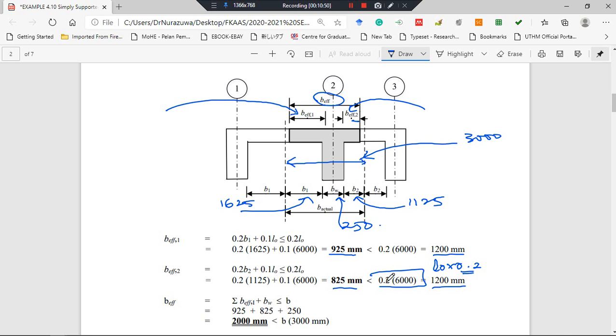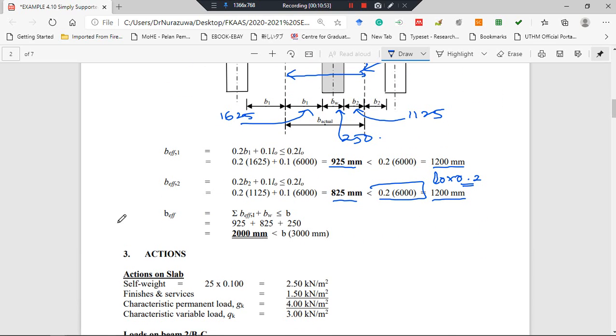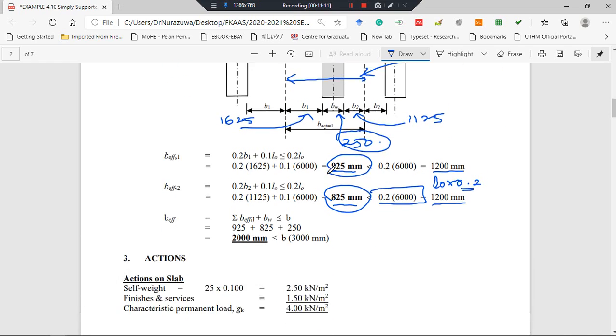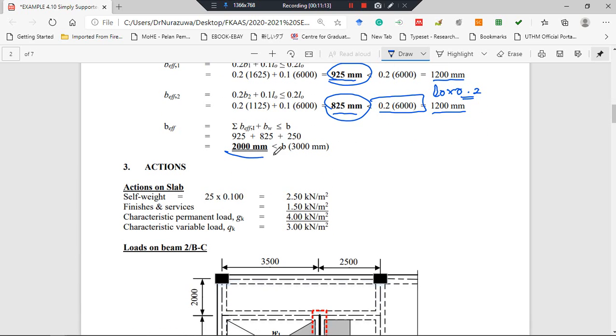And finally our B effective is 925 plus 825 plus 250. So this is our B effective, from here to here. You total all of these, and we get 2000 millimeter, and we must compare with B, which is less than B, thus 2000 millimeter is okay.